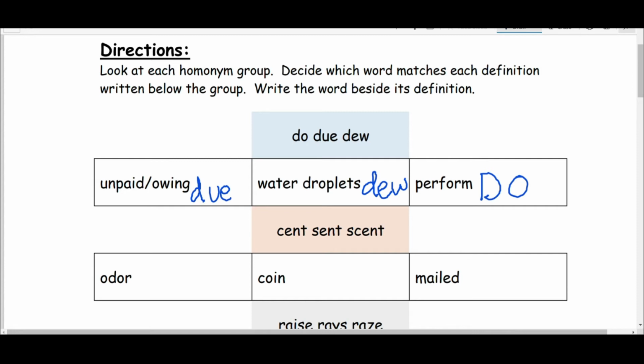For this set, we have scent, sent, and sent. The definitions for this set are odor, coin, and mailed. Let's start with the definition coin. The word C-E-N-T, scent, is currency. So that's the word that belongs with this definition.